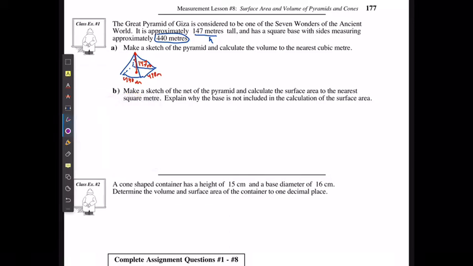If I'm calculating the volume of this, the volume is going to equal 1/3 the area of the base, 440 times 440, times the vertical height, 147. This is going to approximate 9,486,400 meters cubed.